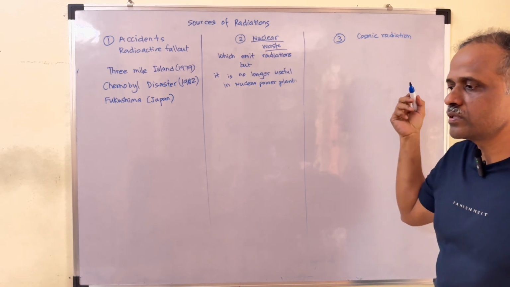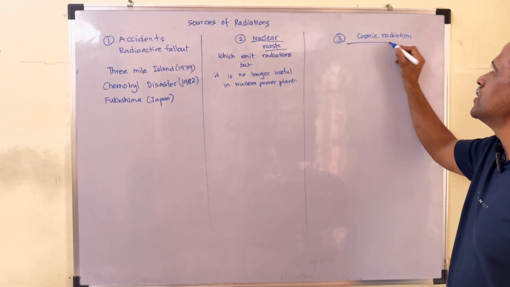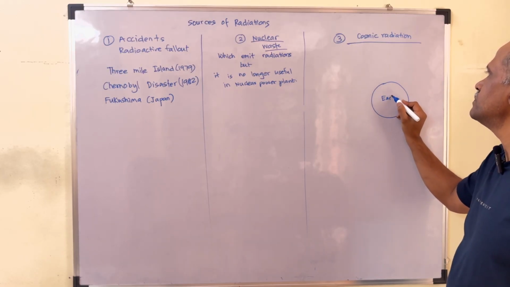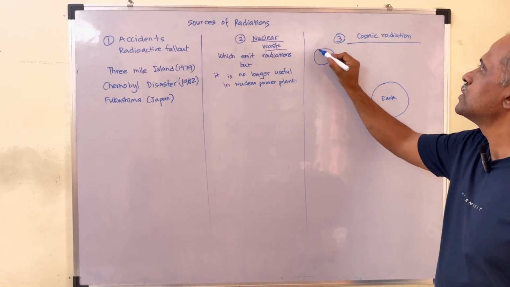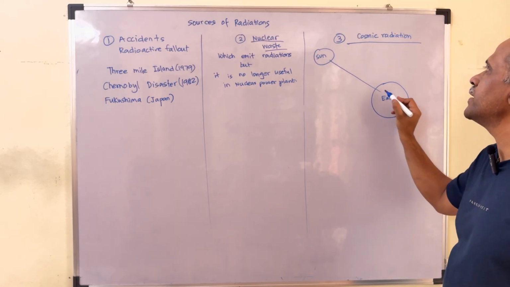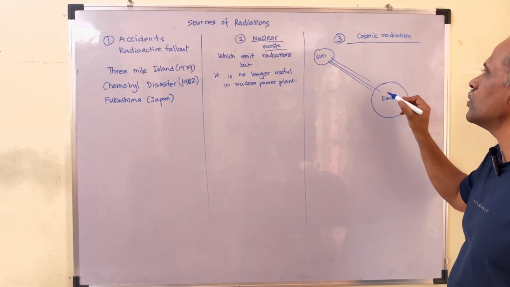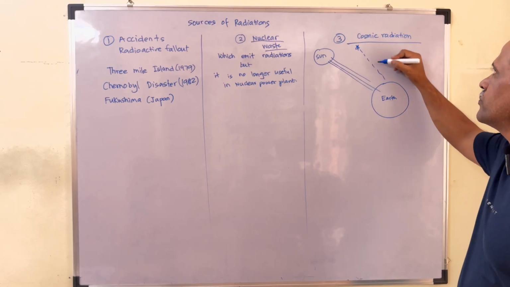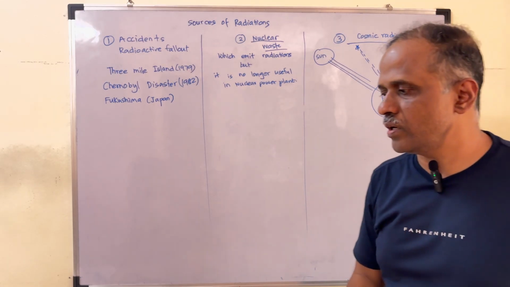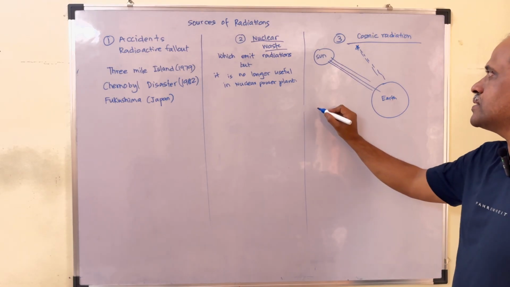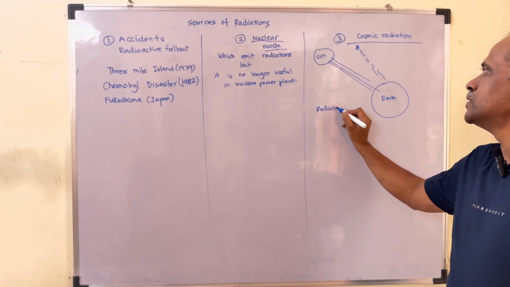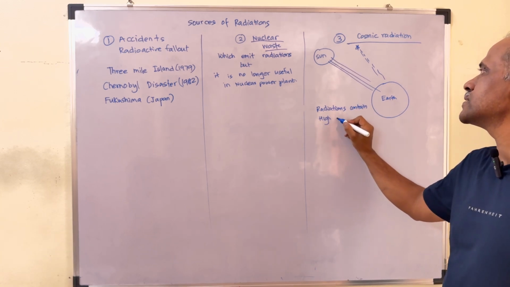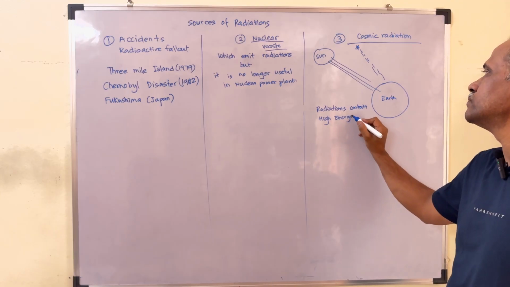Now thirdly, we will talk about cosmic radiation. What is cosmic radiation? Supposedly if this is the earth, now here we have the sun. Different rays or radiations come from the sun all the time, and not only from the sun but from different stars also, different radiation all the time comes into the earth. This radiation contains high energy particles.